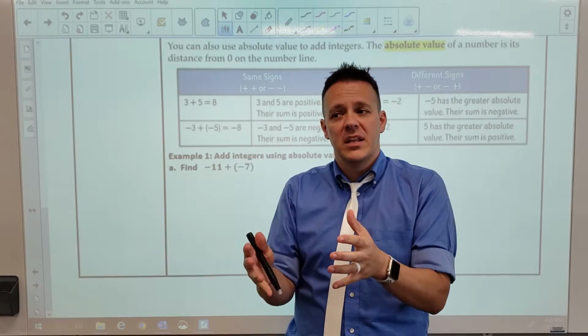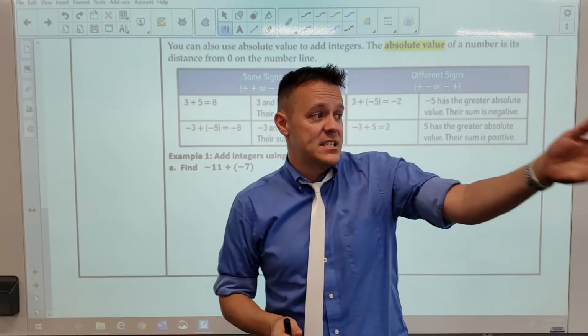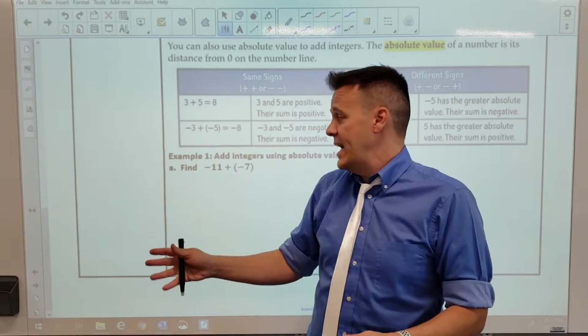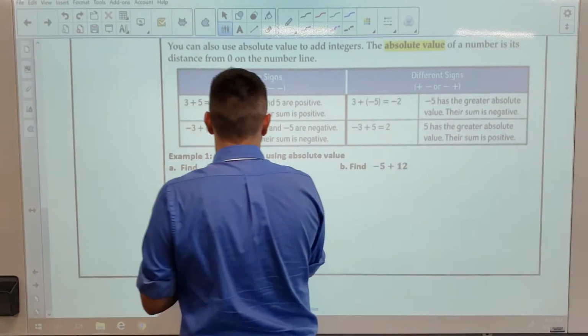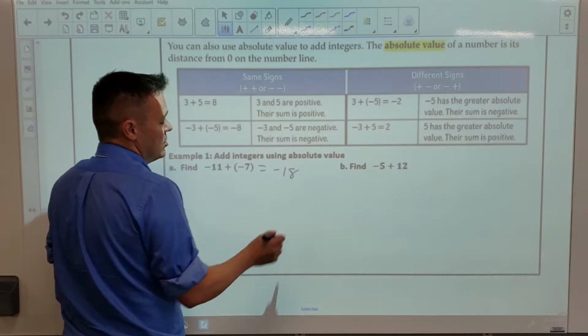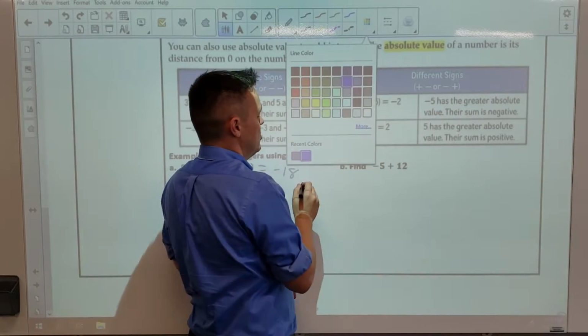You need to think of it in money like this. If I go spend $11, and then I go spend $7 more, because that's what you're doing, it's a negative number. How much money have I spent in total? Well, the answer would be negative 18. So you need to think in terms of money sometimes when it comes to a negative value.